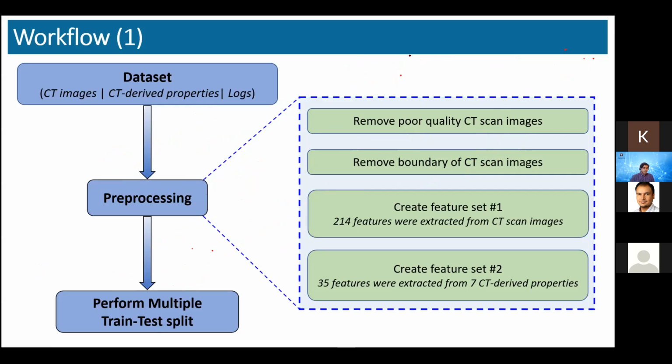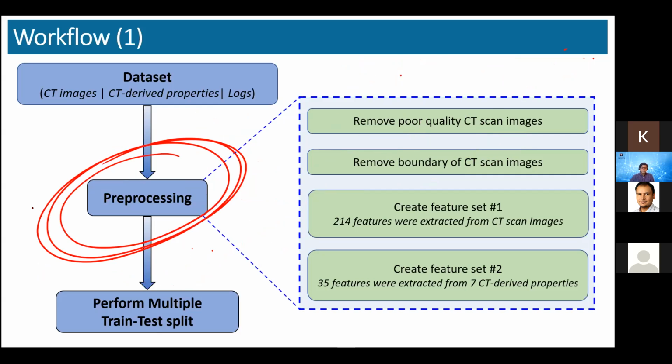In this particular slide, what I'm emphasizing is how I performed pre-processing. And there are a lot of different steps in pre-processing. Here, I'm just doing two things. Step one is improving the quality of the data. How am I improving the quality of data? By removing CT scans that have poor quality. I have 44,000 CT scans. I'm removing the scans that have poor quality, and I'm removing the boundary effect.